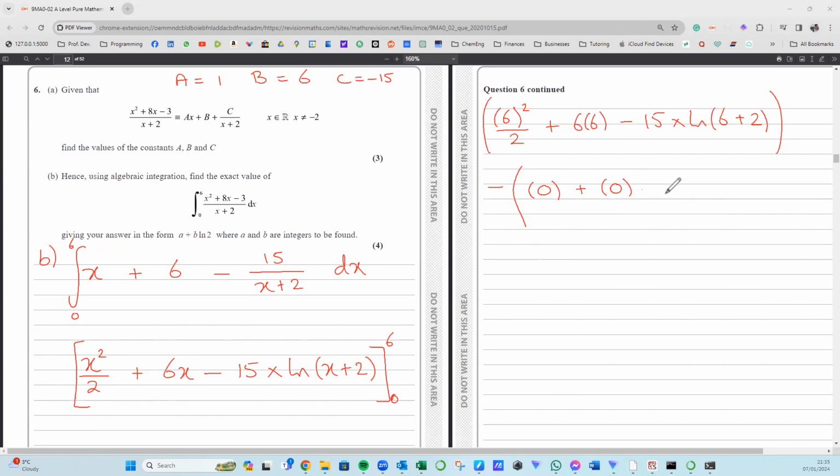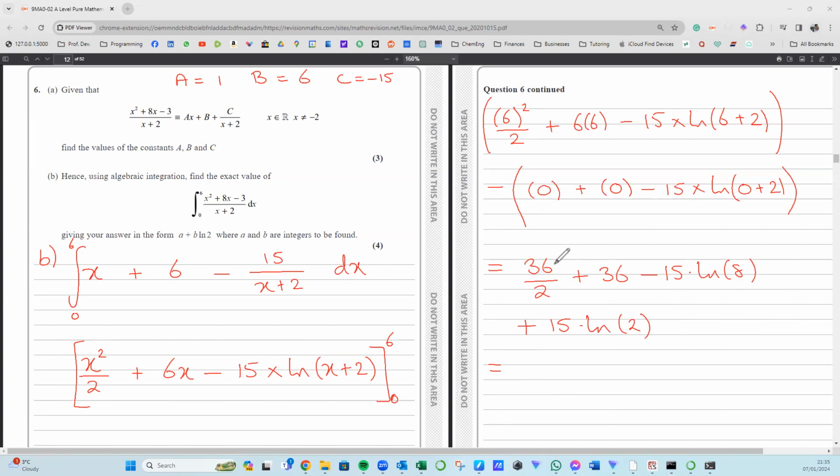Now we've got to be careful with this one, because sometimes people just assume that because the limit's 0, the whole of this side for this 0 limit just disappears. Well, that's not true. So we essentially have to sub in the 0, and we get this. So if we simplify, we get 36 over 2 plus 36 minus 15 ln 8, minus minus 15, so plus 15 ln 2. And then essentially we can simplify this.